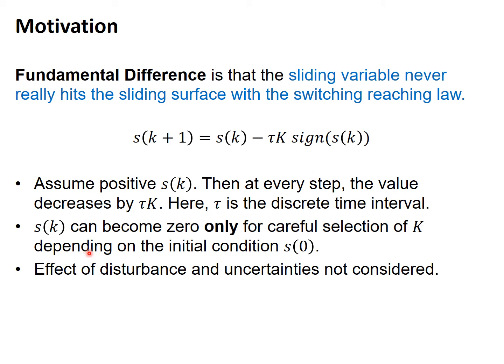However, normally we don't know the initial condition exactly, and also the effect of disturbance and uncertainties are not considered in this case. So when such a thing happens, normally we will not be able to land directly on the sliding surface by virtue of this equation.